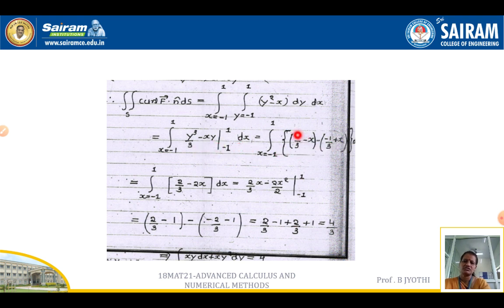So on simplification, that is 1 by 3 minus x, minus of minus 1 by 3 plus x. On simplification we get (2 by 3 minus 2x) dx, and that is 2 by 3 x minus 2x square by 2, integral from minus 1 to plus 1. On integration we get 2 by 3 minus 1 minus 2 by 3 minus 1. That gives us, on simplification, 4 by 3, because minus 1 and plus 1 cancel. 2 by 3 plus 2 by 3 will be 4 by 3.